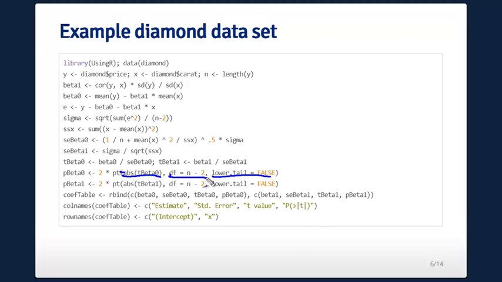Just make sure that degrees of freedom are n minus 2. You want to multiply your p-values by 2. If you get a number bigger than 1, then you've taken the wrong area, right? Instead of getting the small part of the tail, you got the big part of the distribution. We could do the same thing for beta 1 right there.